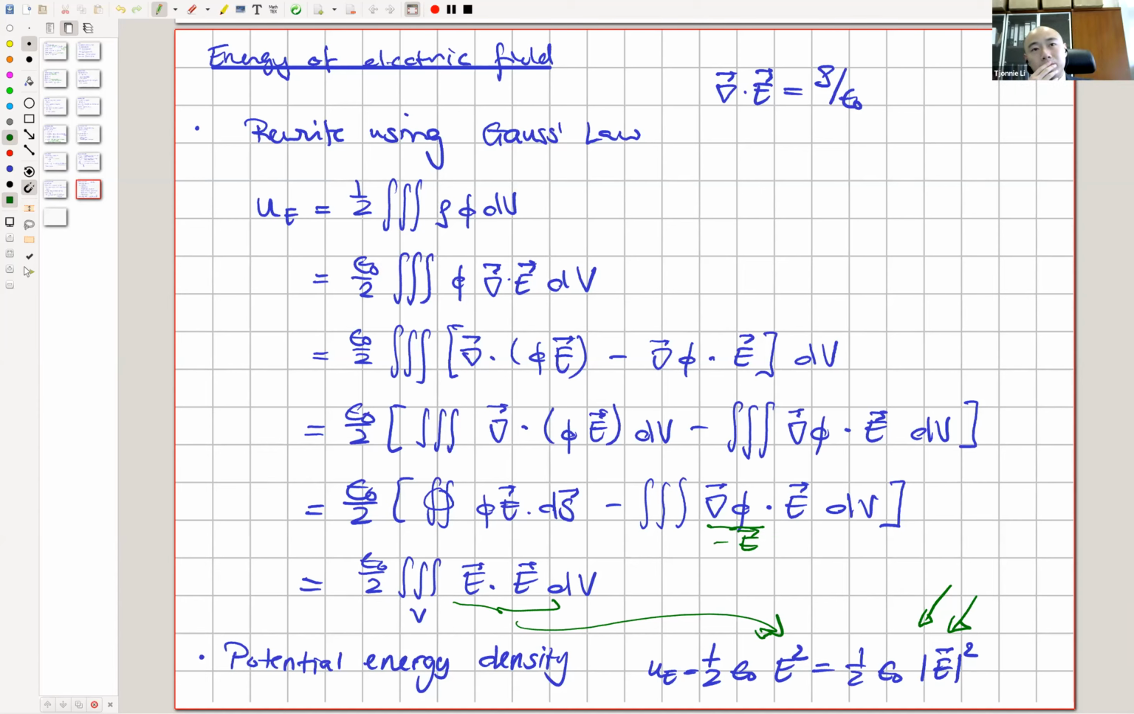Oh, and can you say once again, not in the mathematical way, why the potential energy density is equal to half epsilon naught E squared, the electric field squared? Sorry, say that again. Is there any physical meaning that the energy density is proportional to the electric field magnitude squared, not from the math?